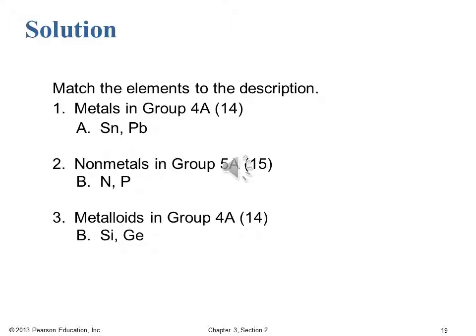Okay, so here we have it. The metals in group 4A or group 14 are tin and lead, right? Germanium is a metalloid or a semi-metal, as is silicon, and then carbon's a non-metal. So looking for the metals, we're looking down beyond the staircase. Number 2, for the non-metals in group 5A, now we're looking up above that staircase, and that leaves us with choice B, nitrogen and phosphorus.